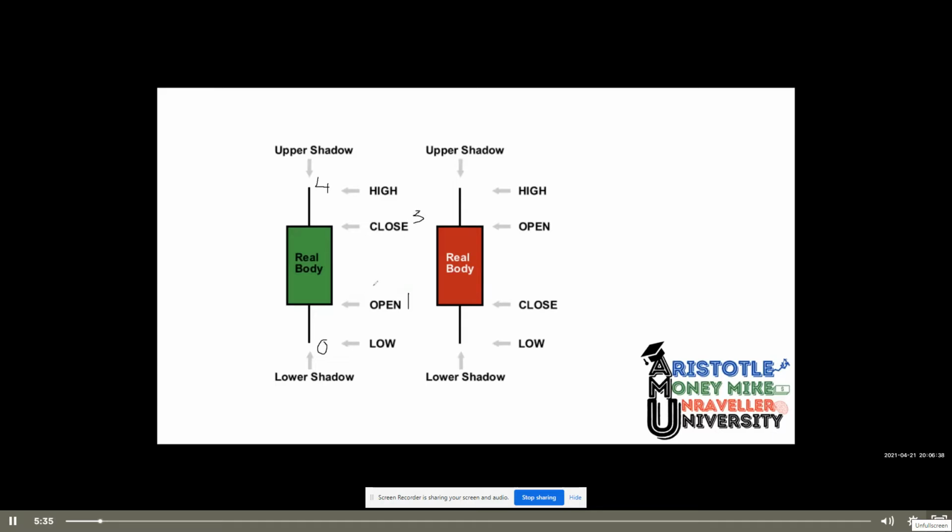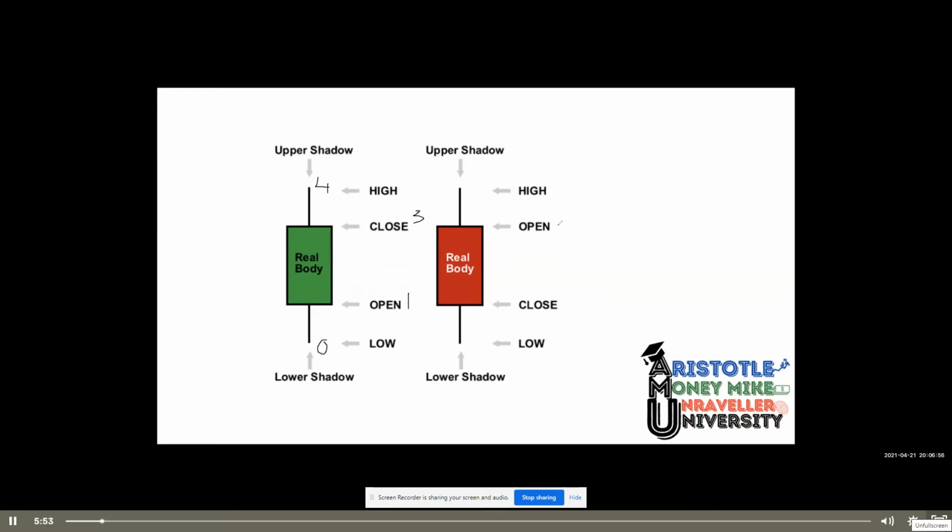So that would be kind of what a candlestick would look like, right? Within 5 minutes, it opened here, went as low as here, went as high as here, but closed here, right? And then vice versa here. It would have opened vice versa.